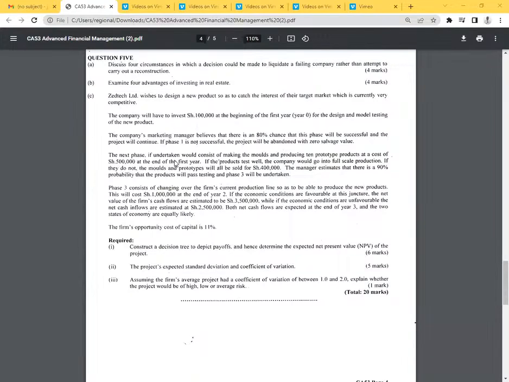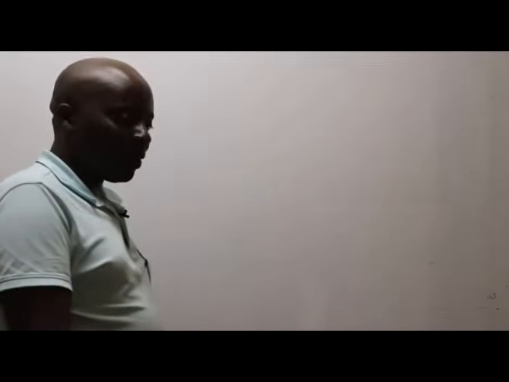The next phase, if undertaken, ladies and gentlemen, if I could just capture the first phase, what are they telling us there really? They are telling us that this company wants to get into some investment decision. And how do they enter into this investment decision?